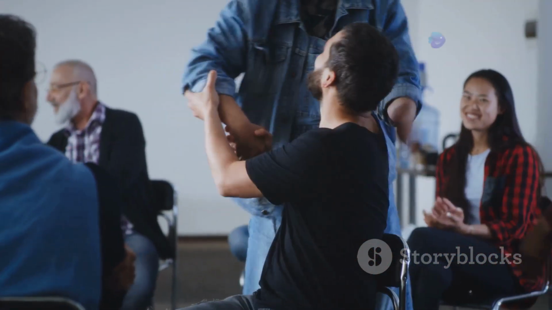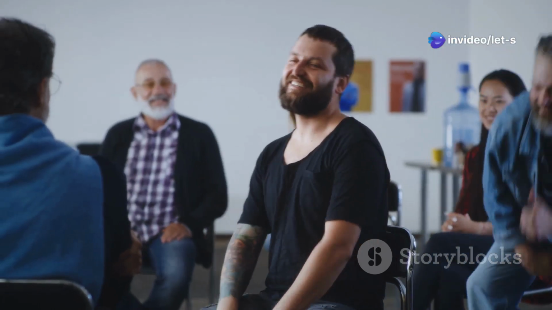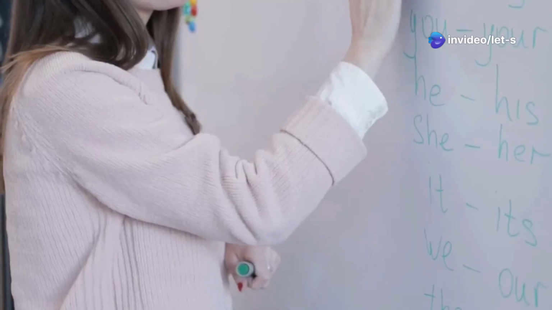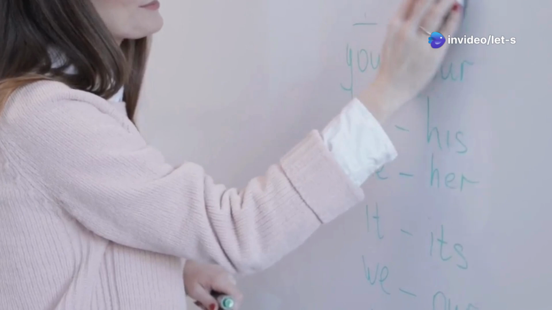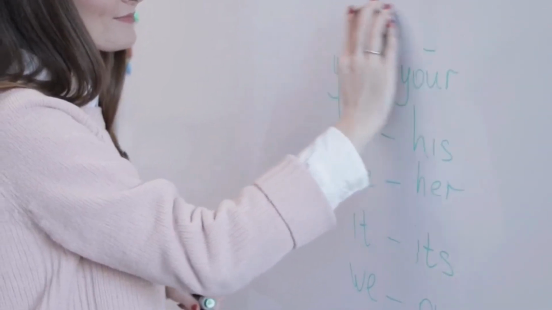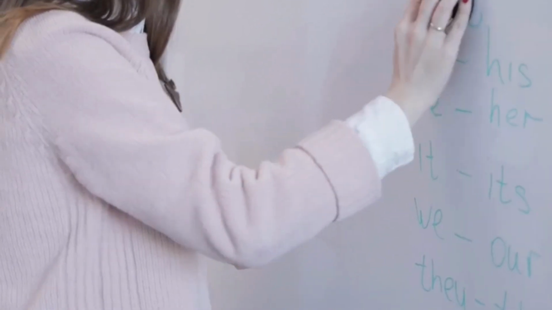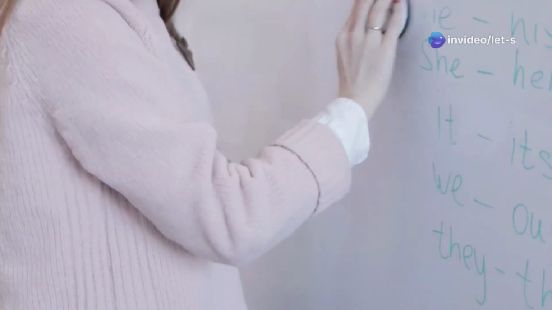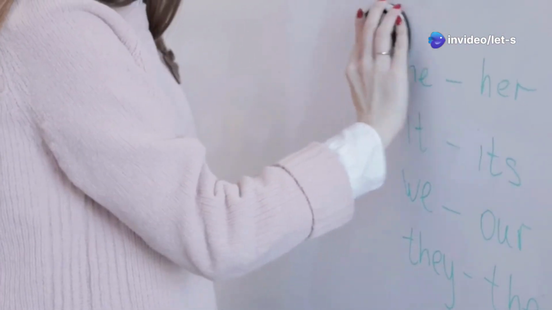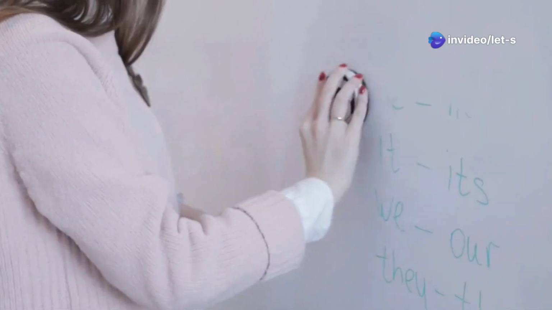This change is essential to maintain the accuracy and clarity of the reported speech. The pronouns I and my change to he and his to reflect the speaker. This is a fundamental rule in reported speech that helps ensure the listener or reader understands who is being referred to. Without these changes, the reported speech could be confusing and unclear.